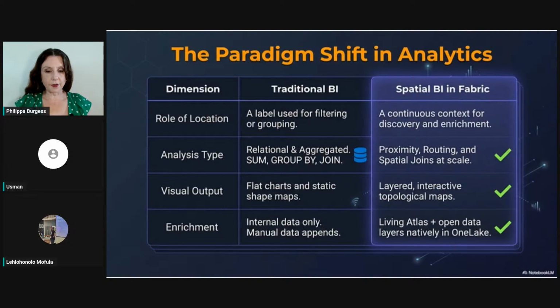In traditional BI, your visual output is flat charts and static shape maps. Here you can have layered, interactive, topological maps. And the enrichment was internal data only and manual data appends. Now you have Living Atlas, which is where Esri puts all of its gold layer data that's now available inside Fabric. And Living Atlas is amazing.